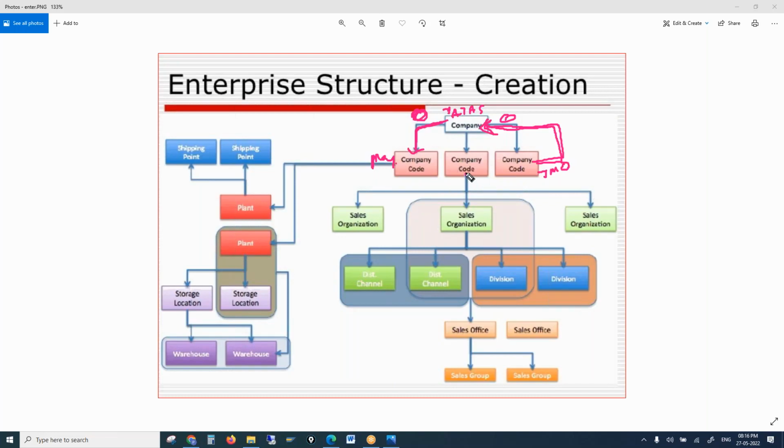Okay, so under the company code, you see there is something called a sales organization. This is our area of interest. Sales organization. I'll take India as a country. What is sales organization? Sales organization is again a physical one. Okay, sales organization is physical.